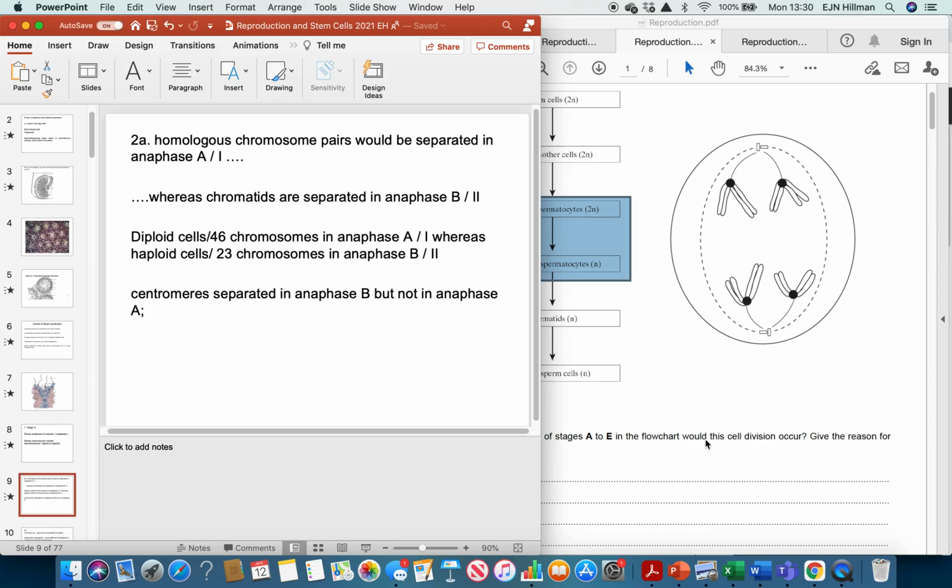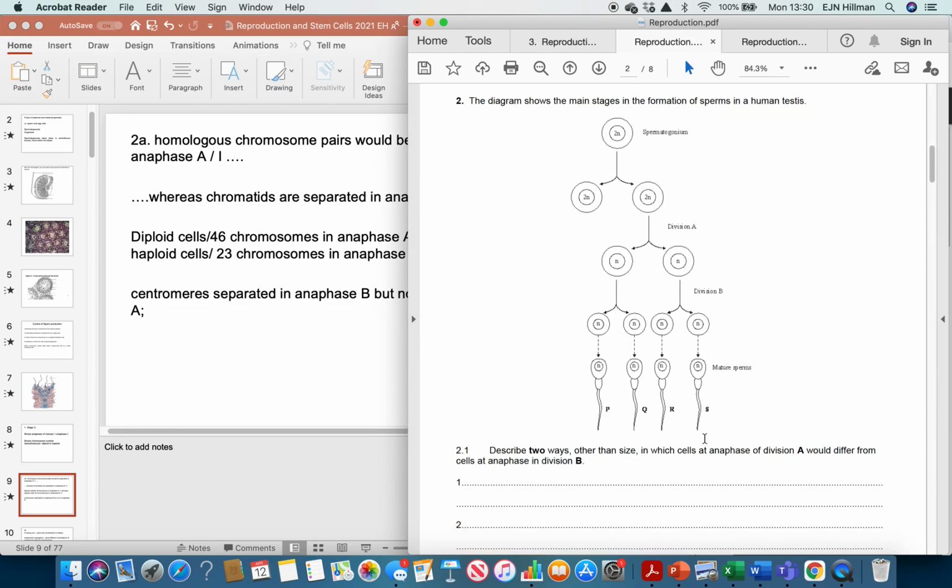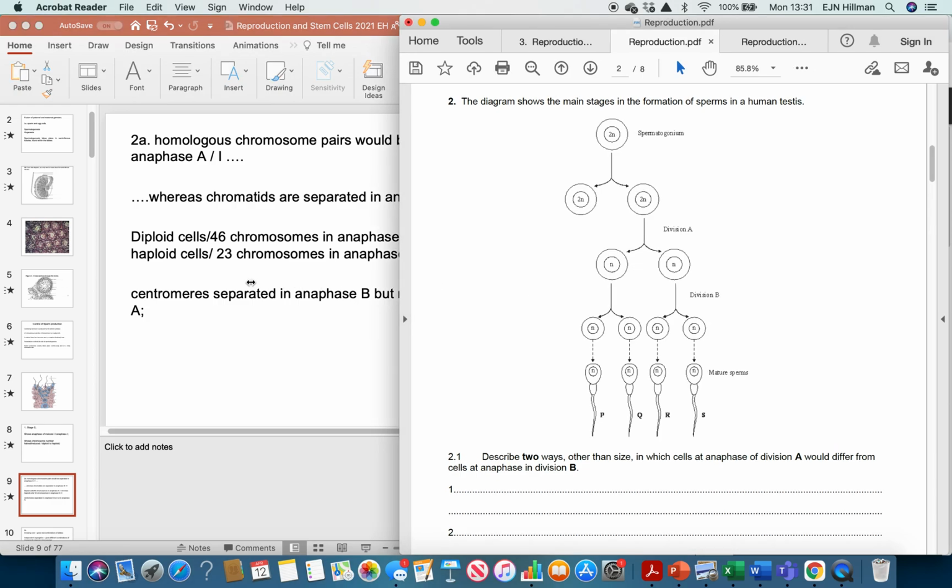Sorry, I'm navigating question number 2.1 as well. The diagram shows the main stages of the formation of sperm cells in human testis. Describe 2 ways, other than size, in which the cells at anaphase of division A would differ from those cells at anaphase of division B. If you'd like to pause your video now, you can have a go at doing question number 2.